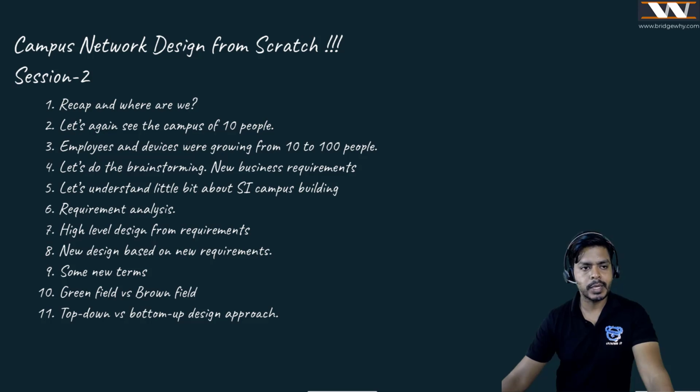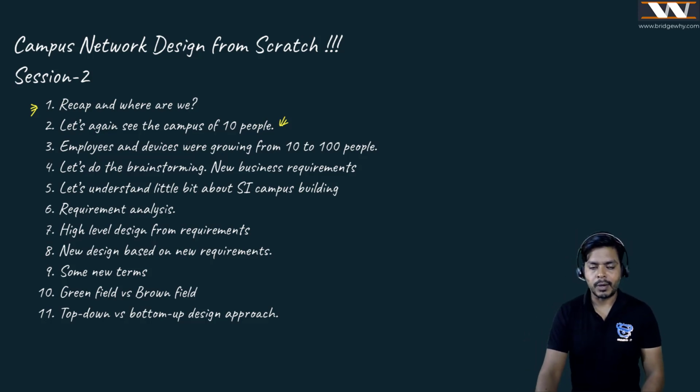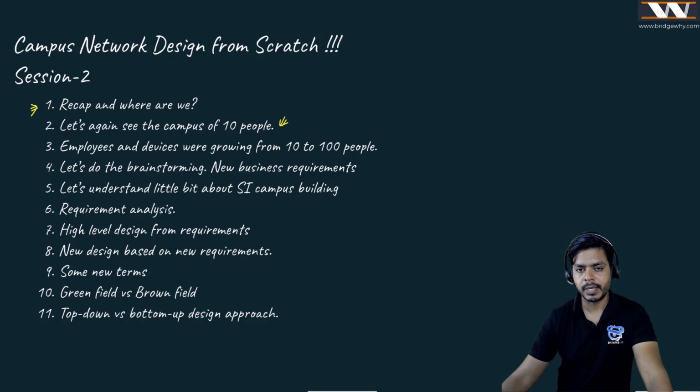What we are going to do today, a little bit of recap where we left our first class. Then we are going to talk about again the campus network of only 10 people. I would like to show you what were the problems associated with it. Although for 10 people it was pretty fine, but what is going to happen when this company, the Sports India Private Limited, grows and becomes a 100 people company? Will my 10 people network suffice for this growth? And I would like to showcase you that no, it is not the case.